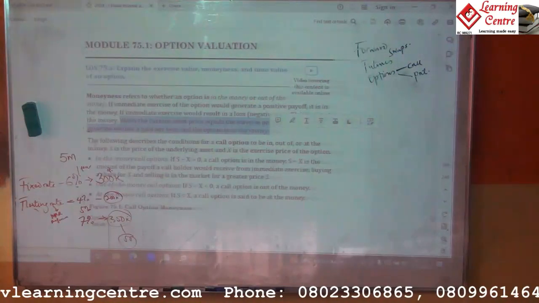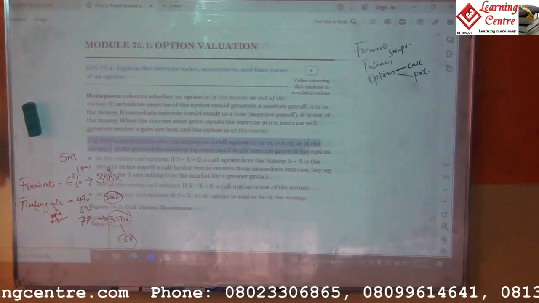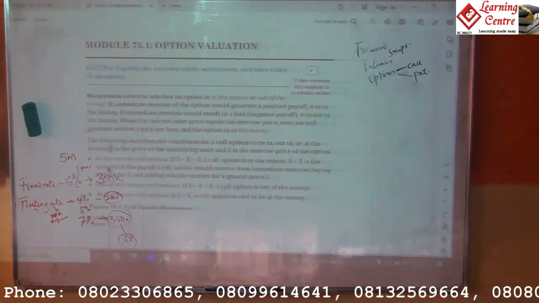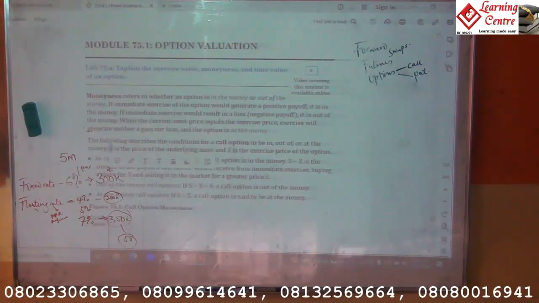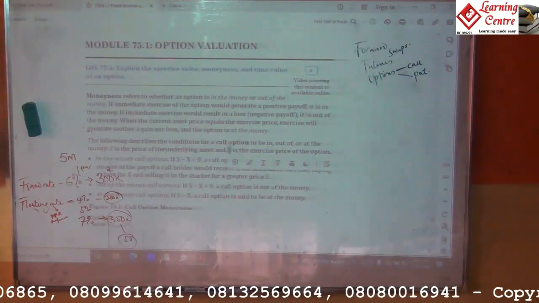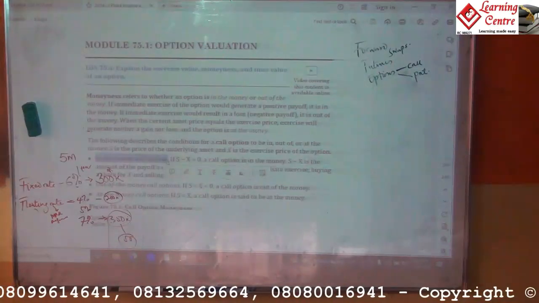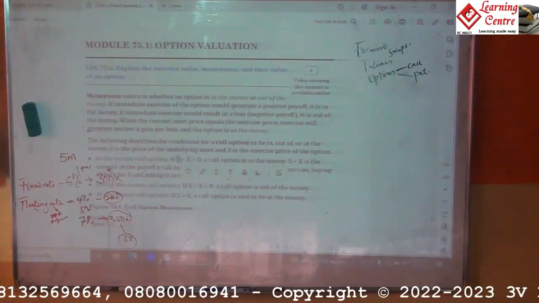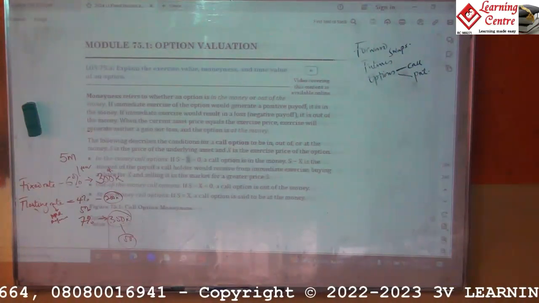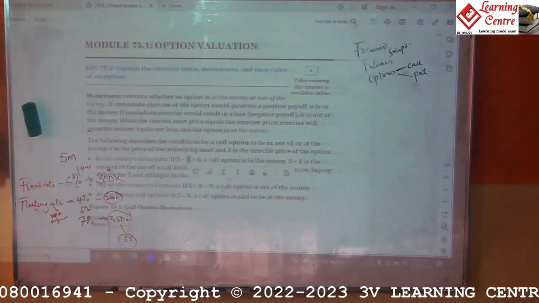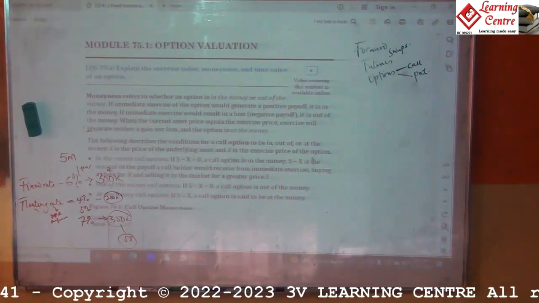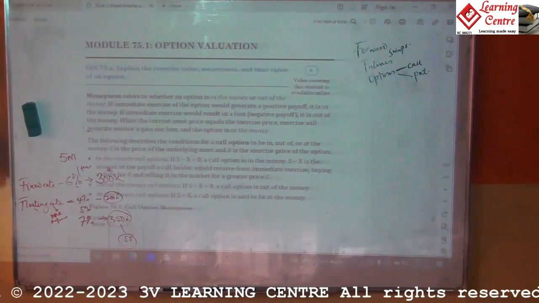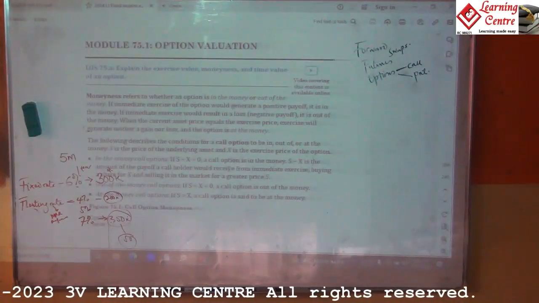The following describes the conditions of a call option. Remember we said S is today's price, X is the agreed price. So in the money option, it's saying if today's price is greater than our agreed price, the call option is in the money. So it means that this is the amount of payoff the call holder will receive from immediate exercise.